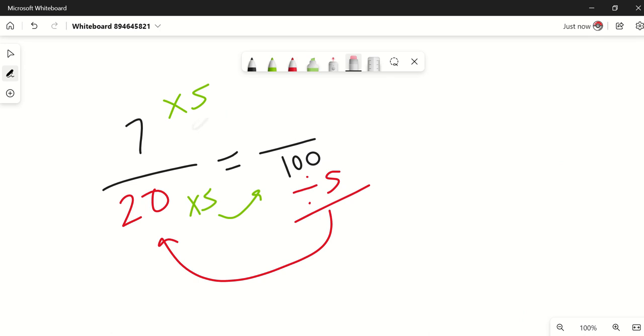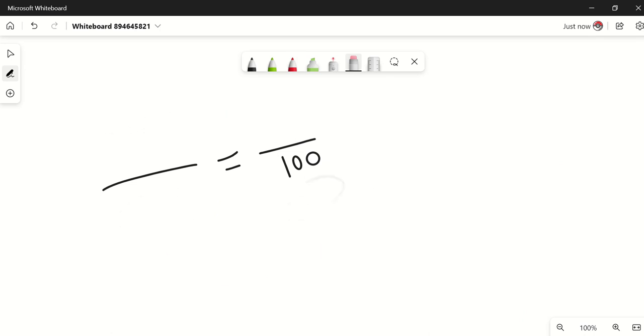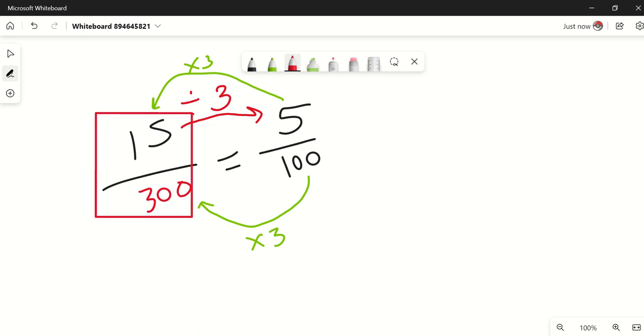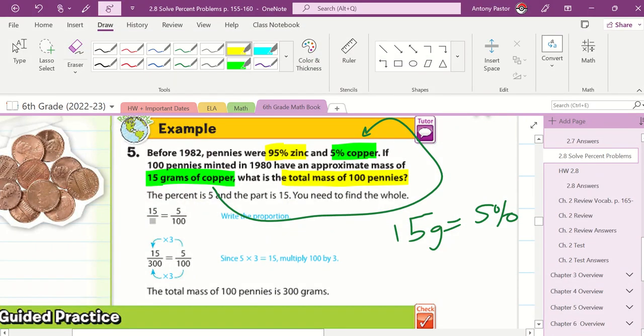And we do this again. 15 is 5% of what number? In order to get from 15 to 5, I need to divide by 3. The flip can also be said. To get to 5 to 15, I need to multiply by 3, which is what we're going to do here. Multiply by 3. So this is exactly the example we had earlier. My answer will be 300. 15 is 5% of 300, and that is my answer.